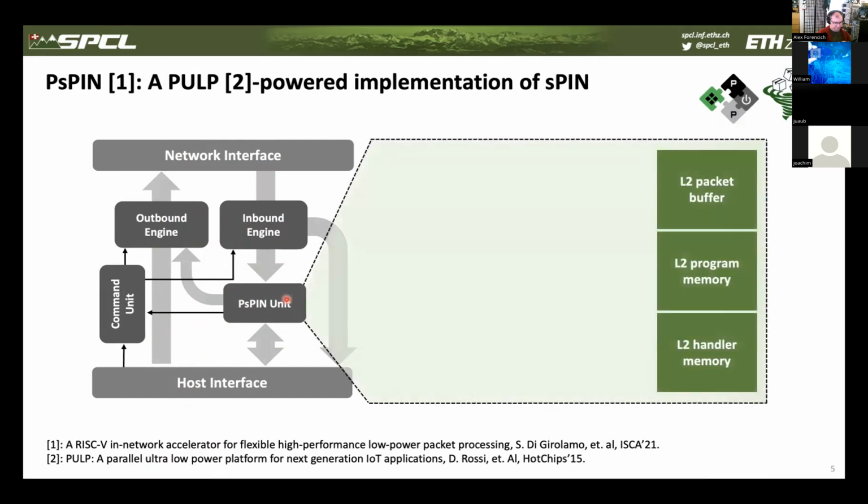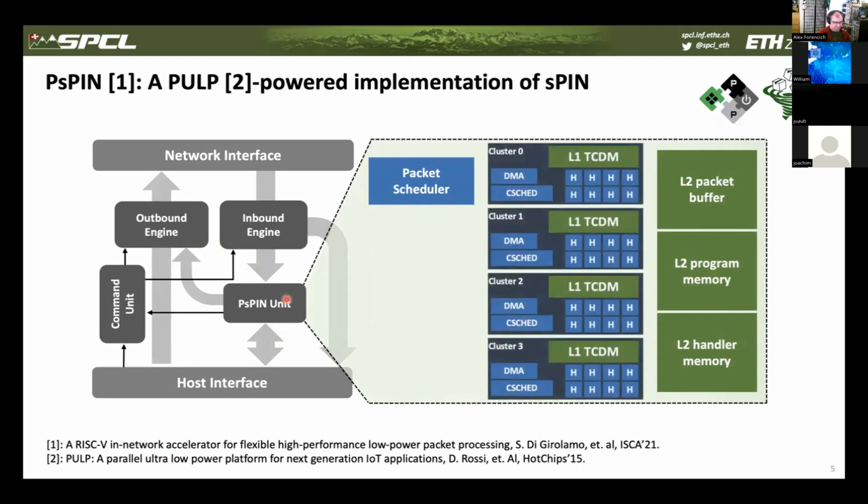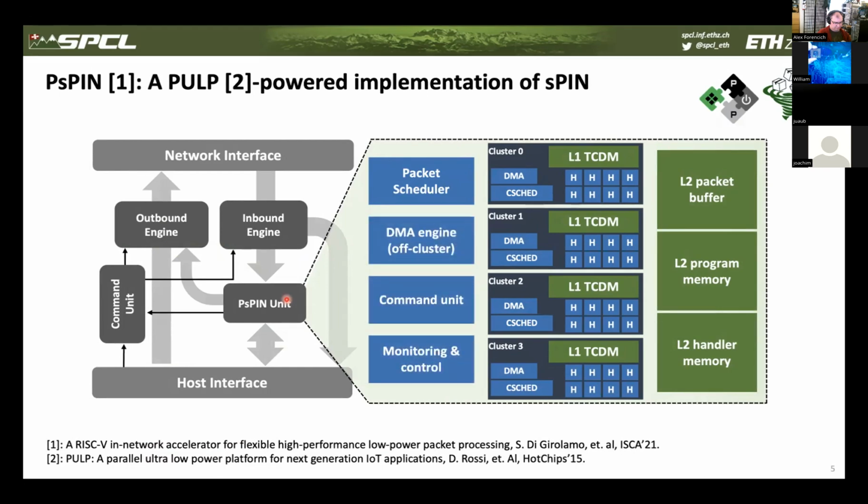So first we have three different types of SRAM buffer that are used for buffering incoming and outgoing packets, and also holding the program, and the scratchpad for the handlers to execute upon. And then we have a scheduler for the packets. We have a number of clusters that sit on the NIC, and each cluster has a bunch of cores. And then there are also the NIC level and the P-sPIN level DMA engine and command unit, and also monitoring and control units.